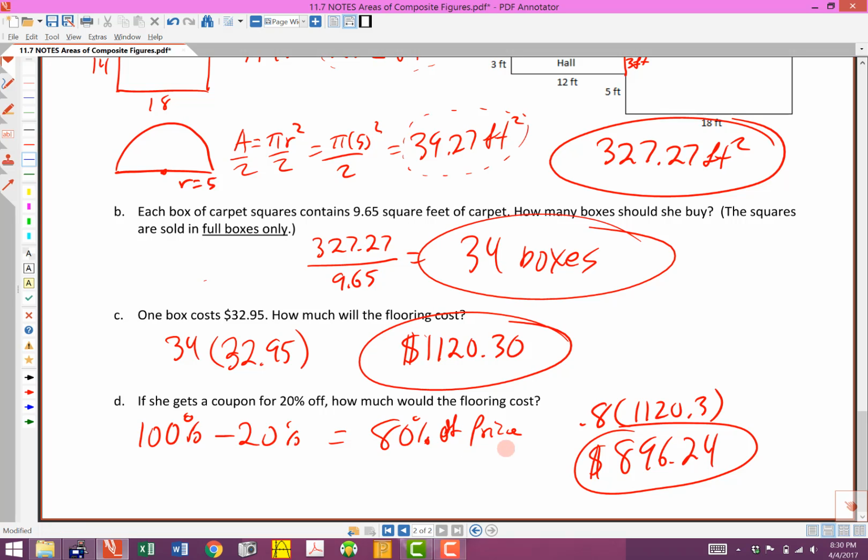I'm not going to make you do this, but what about tax? Tax in the state of Utah is 6.85% in most places. So it might be a little bit of a challenge. See if you can come up with the total price including tax.